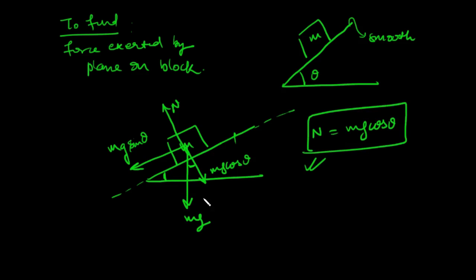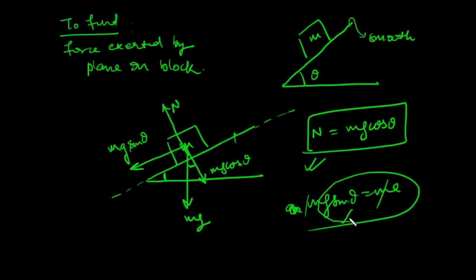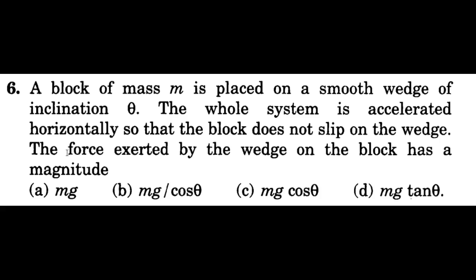If we were to find the acceleration, that would have been mg sine theta equal to ma. m gets cancelled, so g sine theta would have been the acceleration. So the force exerted by the plane on the block is mg cos theta. Alright, so let's move on to the next question.